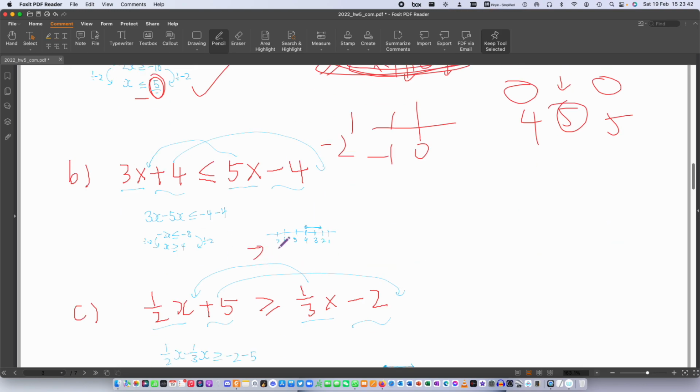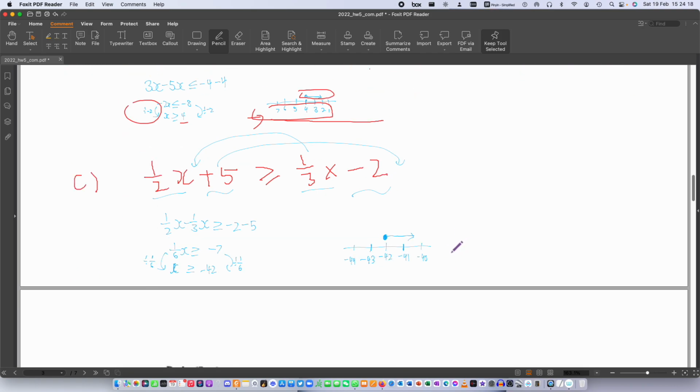Once again. 7, 6, 5, 4, 3, 2, 1. Does it make sense or not? I'm not talking about your error, I'm talking about the scale. Of course, all this, when you move it, you must change the sign. Of course, this is another thing. Like when you divide or times by a negative, you need to change the sign. By the way, here is 4, not negative 4. Okay? So once again, the scale is wrong. The rest is okay.